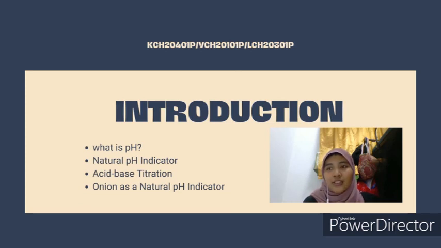So in this introduction, I will present about the definition of pH, the natural pH indicator, and also briefly explain about the acid-base titration and why we choose onion as the natural pH indicator.